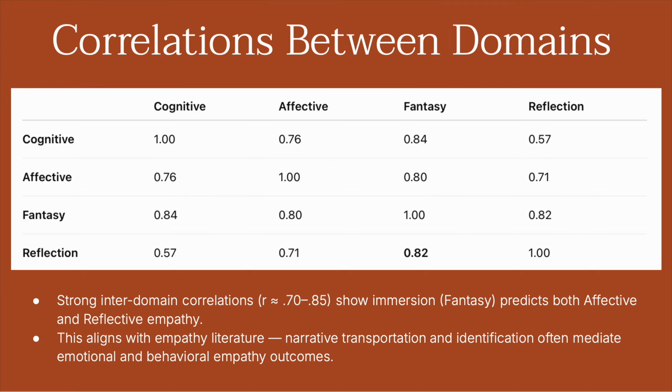So let's look at the correlations between the domains. You can see that there's a strong inter-domain correlation, 0.70 to 0.85, which shows that immersion in fantasy predicts both affective and reflective empathy. So if you're immersed in the story, you're going to have an affective measure as well. And if you're immersed in a story, you're going to have a reflective empathy shown as well. And both of these align with the empathy literature, that narrative transportation and identification often mediate emotional and behavioral empathy outcomes.